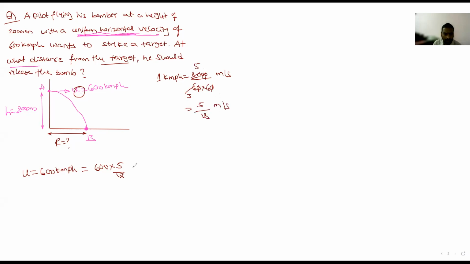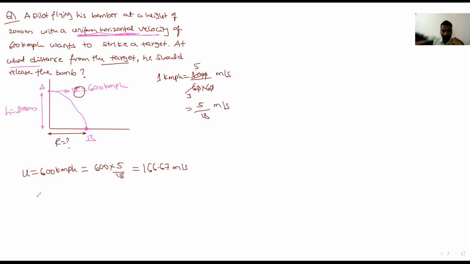Correct? So can you tell me what is the value of U? 33.33? No, wrong. 166.67. Is it correct? Yes, all of you calculate. Yes, you can round off to 166.67.